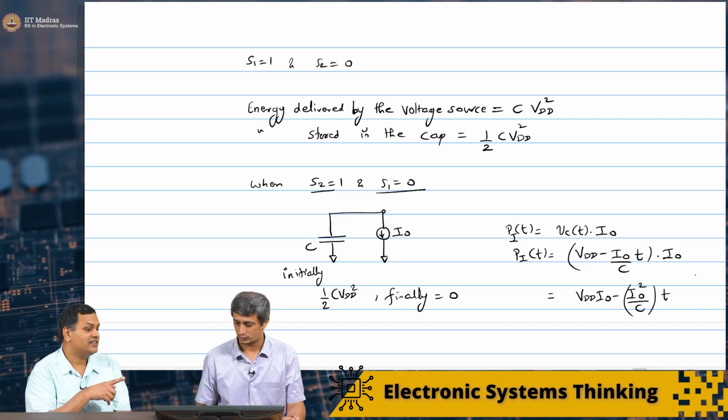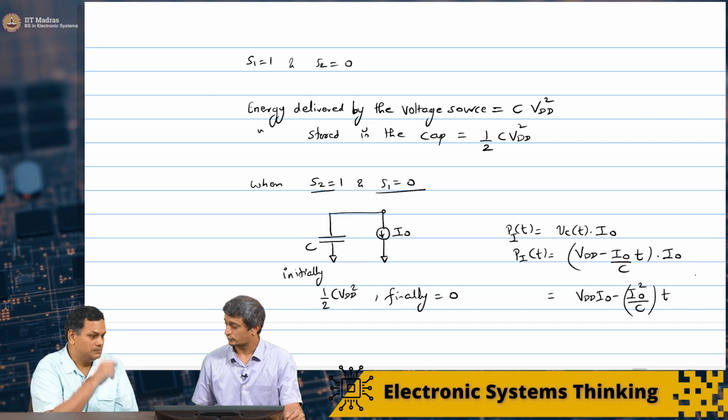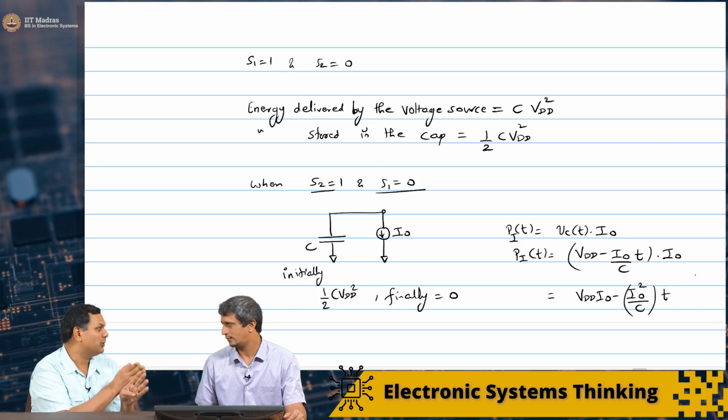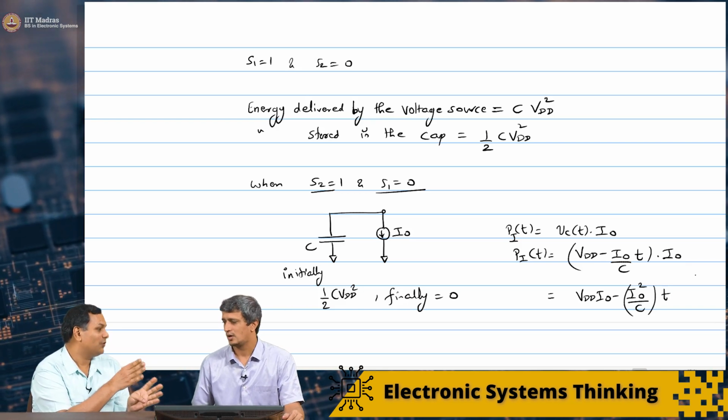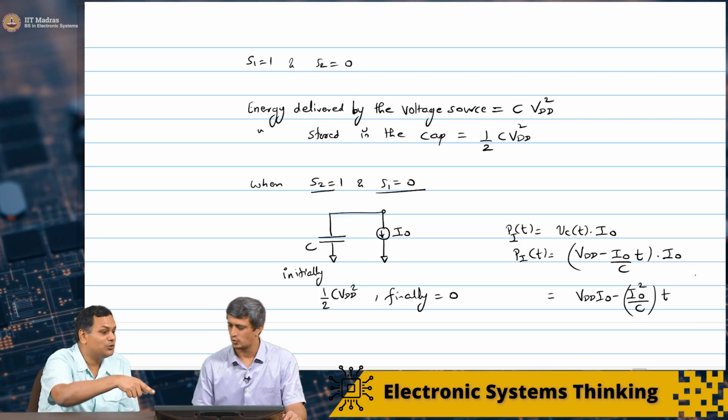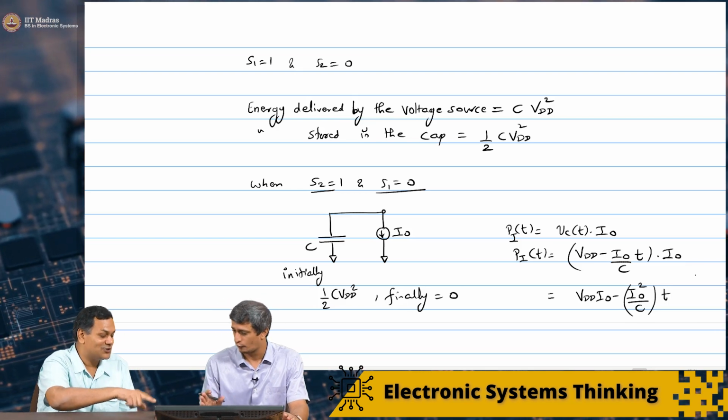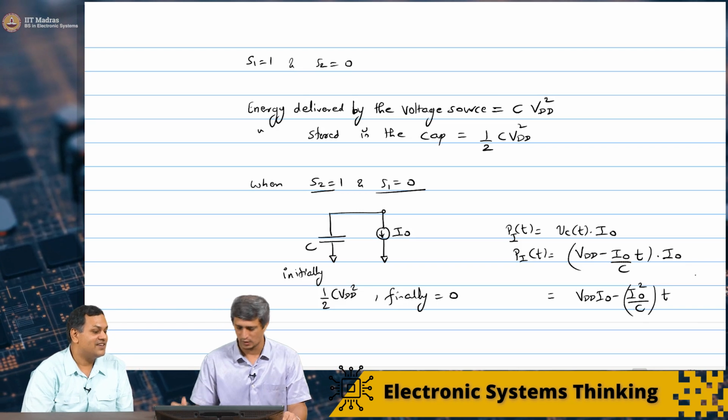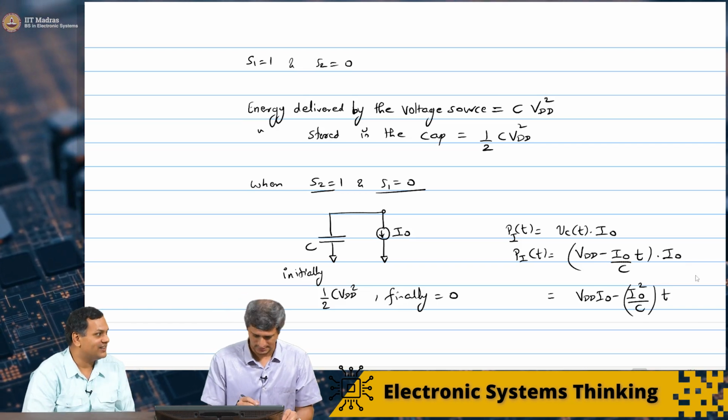And we are going to integrate this from 0, because the new reference time is 0, for this equation, till T2. And T2 was also chosen very carefully, C VDD by I naught. So we'll have to do that integral and see what it is.